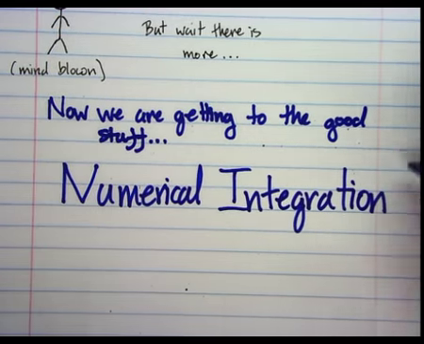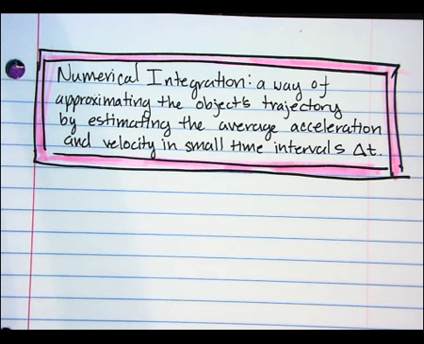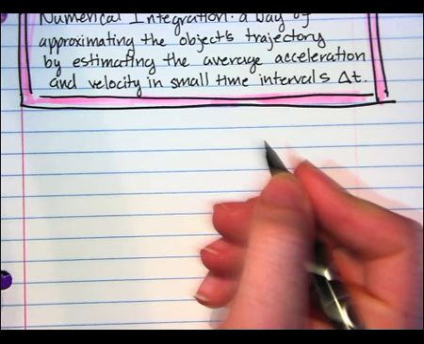Numerical integration. This is how we're going to be looking at the trajectory of the fall. It's a way to approximate an object's trajectory based off of estimations of average acceleration and velocity in small increments of time.